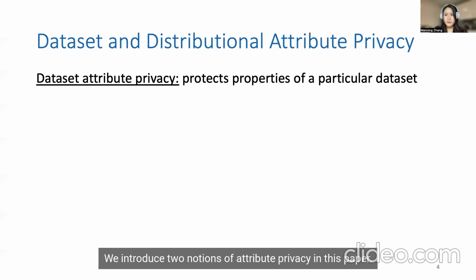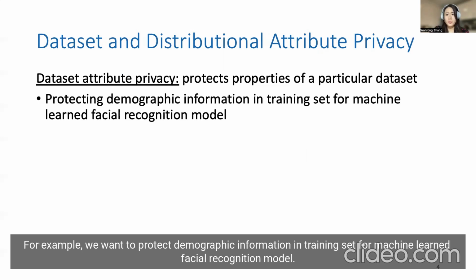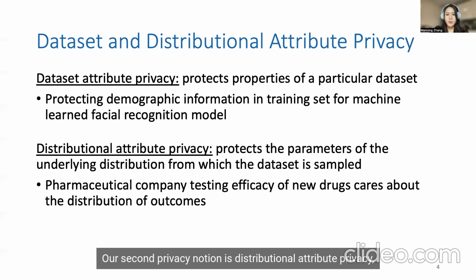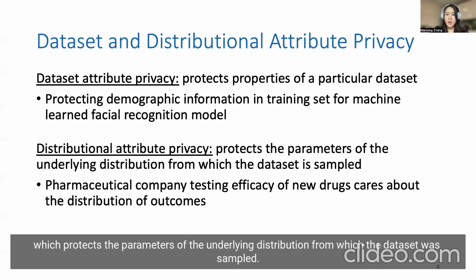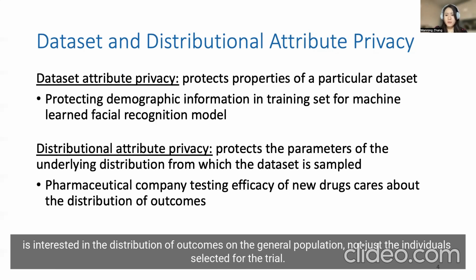We introduced two notions of attribute privacy in this paper. The first one is dataset attribute privacy, which protects the properties of a particular dataset. For example, we want to protect demographic information in training sets for machine learned facial recognition models. And our second privacy notion is distributional attribute privacy, which protects the parameters of the underlying distribution from which the dataset was sampled. For example, a pharmaceutical company running medical trials for a new drug is interested in the distribution of outcomes on the general population, not just the individuals selected for this trial.